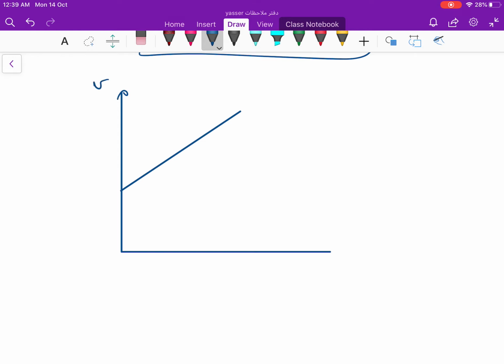Here is the velocity and here is the time. So at this point we are going to consider it u, the initial velocity, and at that point we have v. I'm going to put some dots here, and I'm going to drop a line here for the time covered from the object starting to move till the end of the motion.